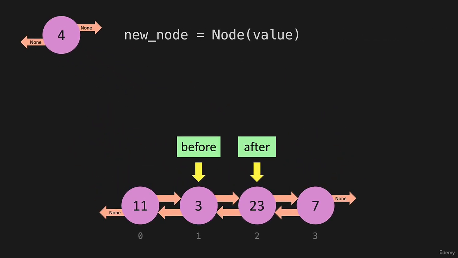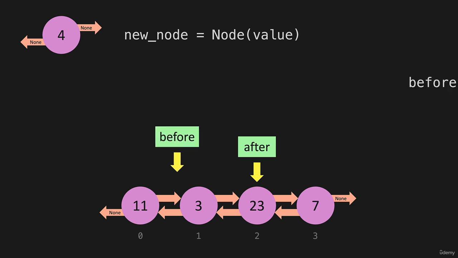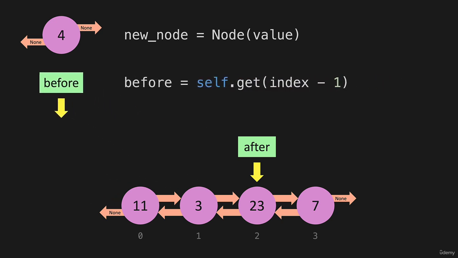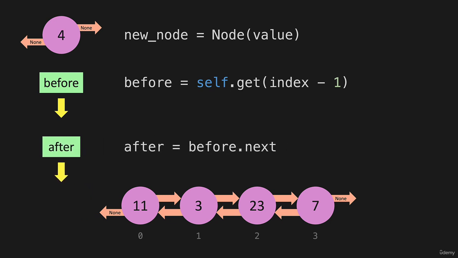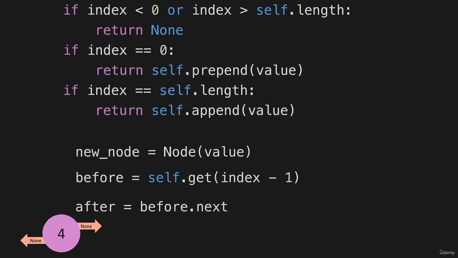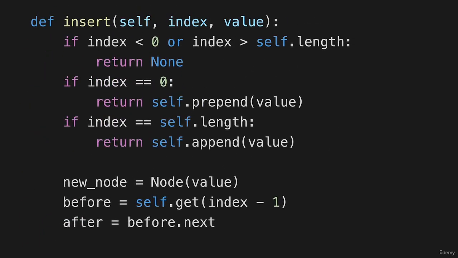First, the node. Then we'll create our before variable, before equals self.get at index -1. And then after, we don't want to use the get method here because we can say after equals before.next. The get method is O of n. It has to iterate through the linked list. Whereas if you do it like this, it's O of 1. So let's add these three in with the rest of our code like this.